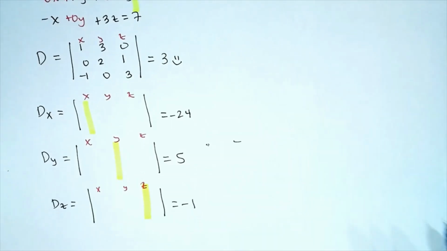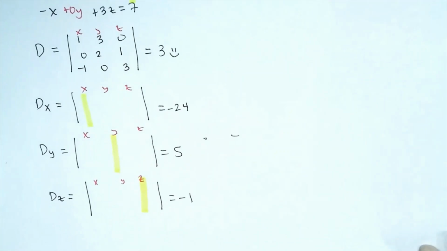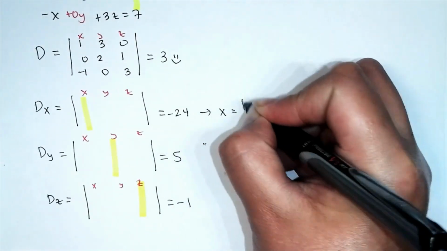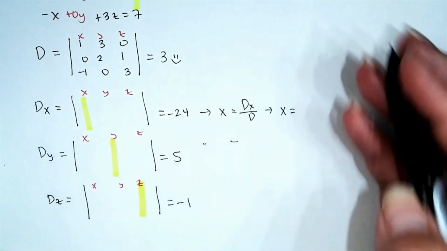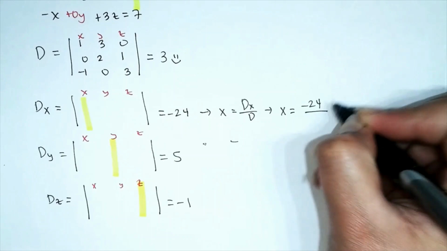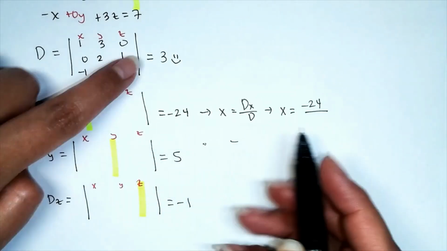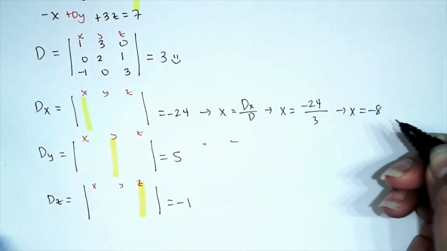So let's do this. I'm out of space. I'll do it right here. So to find x, we're gonna take dx and divide it by d. Dx is -24. Again, I need you to verify that for me with your calculator. D is 3, and that's gonna give us -8 for x.